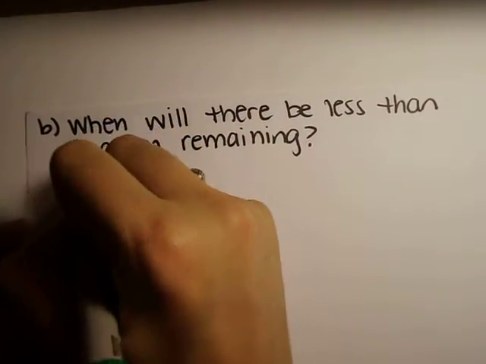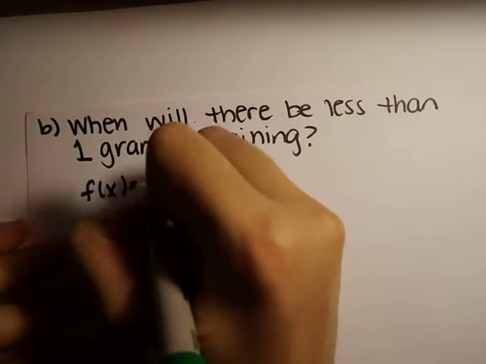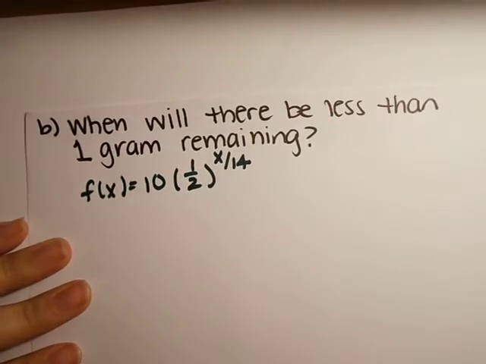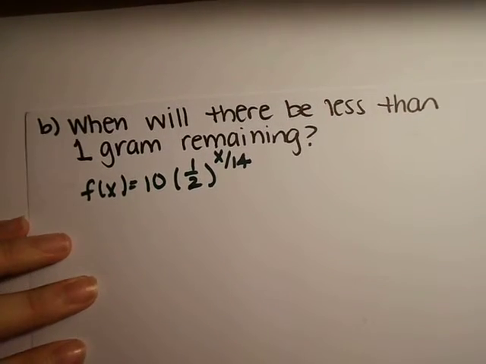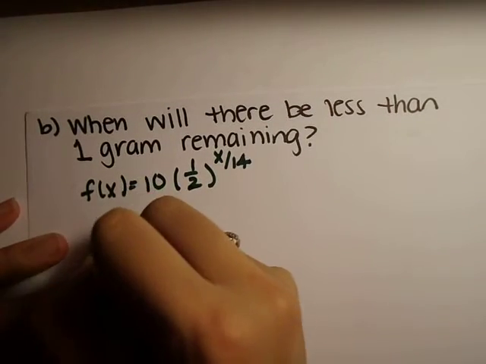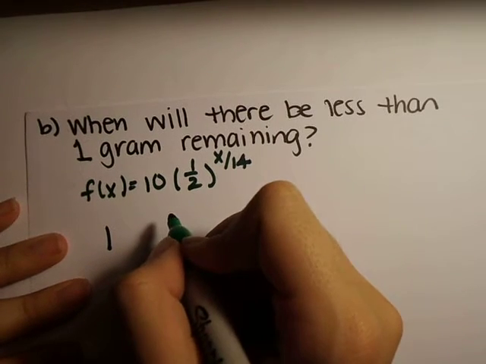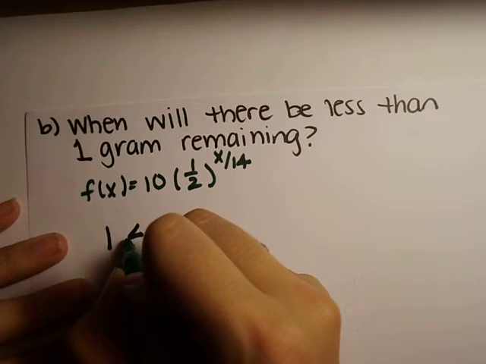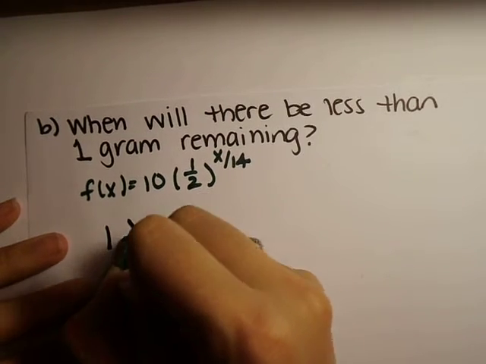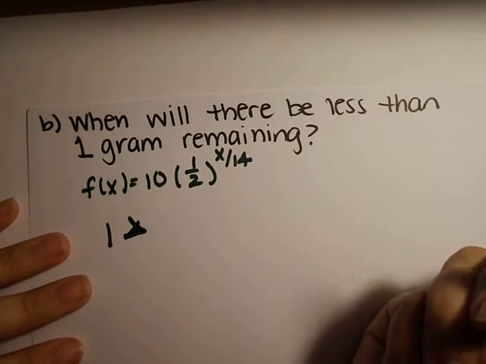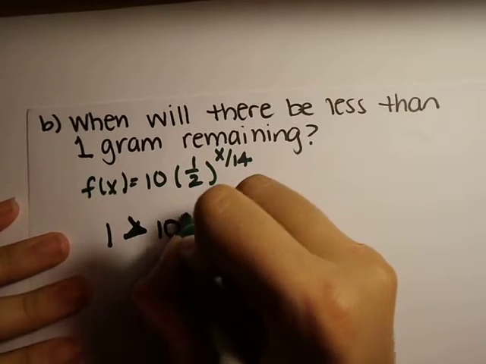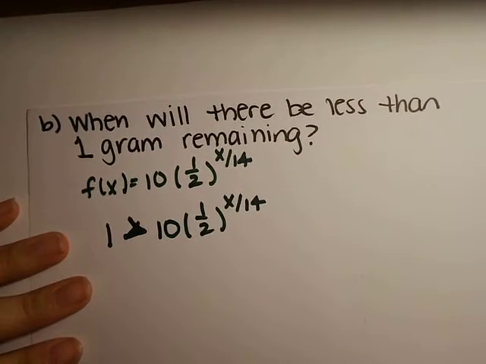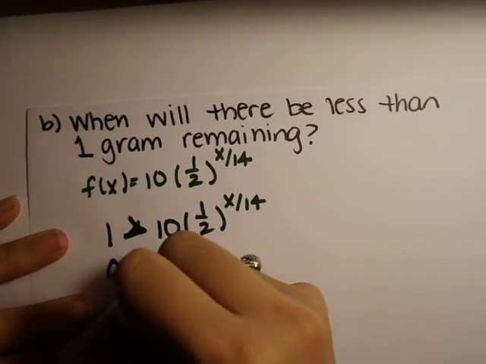So I have my equation. And I want to determine when there's less than 1 gram remaining. So my final amount, we want to be less than 1. We want to make sure that 1 is the most it can be. We can divide by 10 to make it a little bit easier.